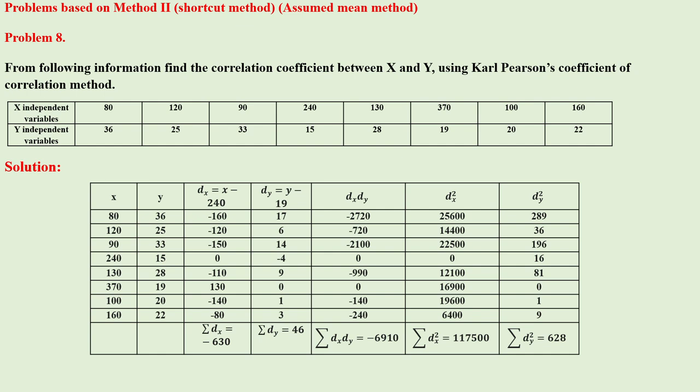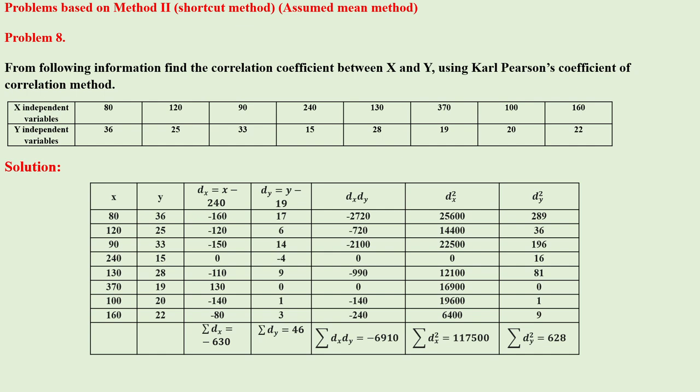This is in the third column: 240 minus 240, 130 minus 240, 370 minus 240, 100 minus 240, 160 minus 240, that is dx. Adding all of these, summation of dx is equal to minus 630. Similarly, now come to the second data, that is y. We are choosing 19 as our b.